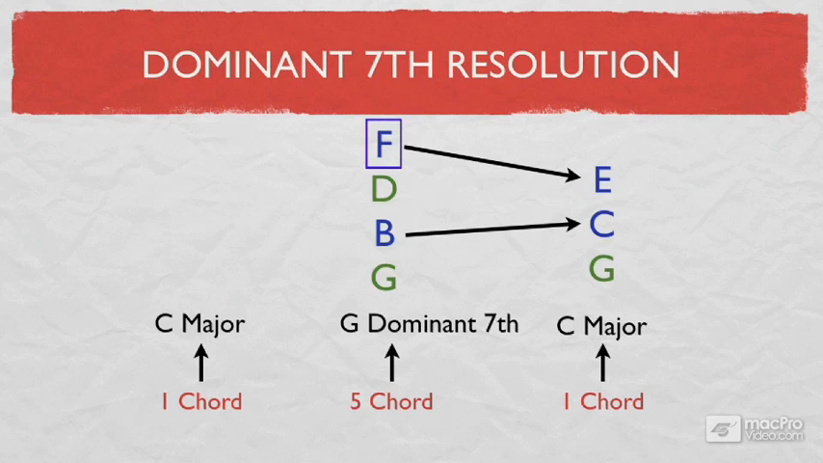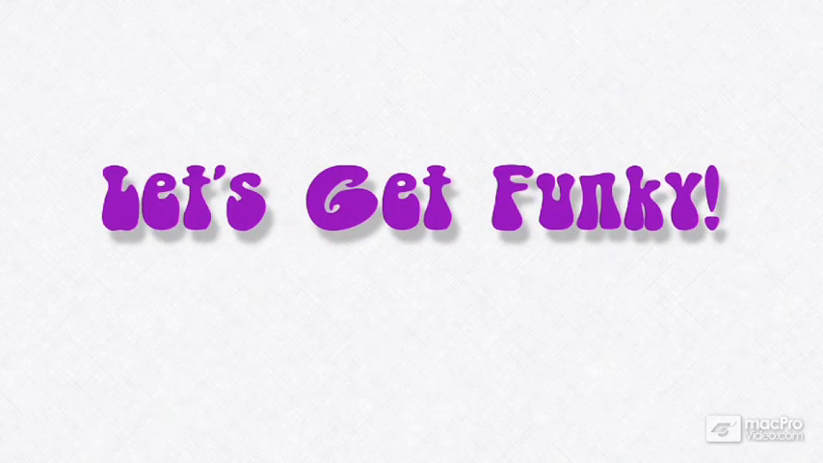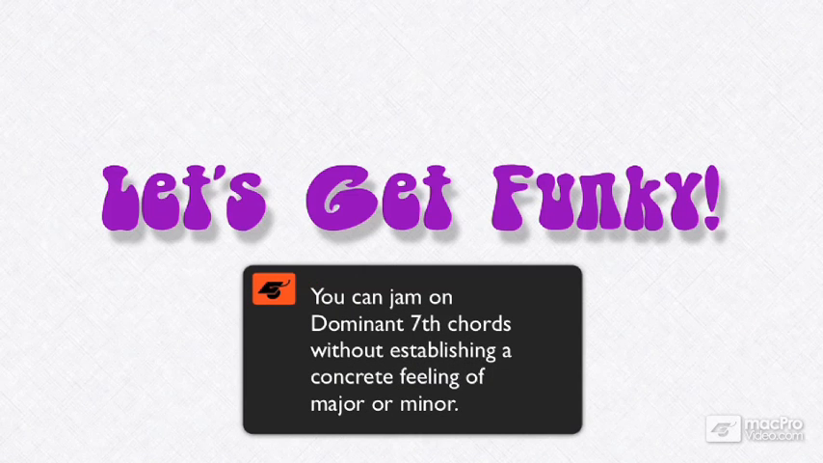Often, in music like funk for example, it's repeated over and over during an extended jam. James Brown tracks are full of funky dominant 7th chord jams. This kind of makes sense because if you think about it, you can jam on dominant 7th chords without establishing a concrete feeling of major or minor. It's sort of an in-between sound. This is perfect for funk since it's not trying to be too pretty or too sad, but rather just groovy and danceable.